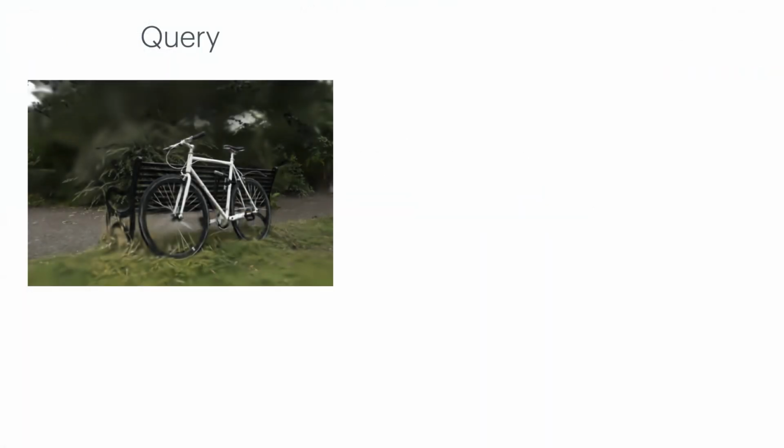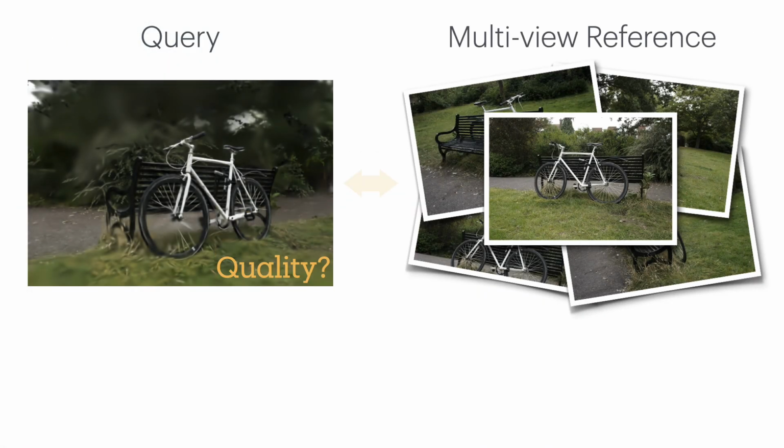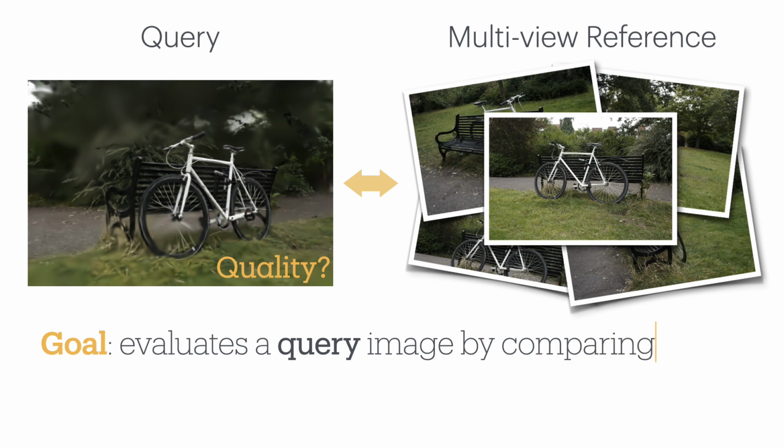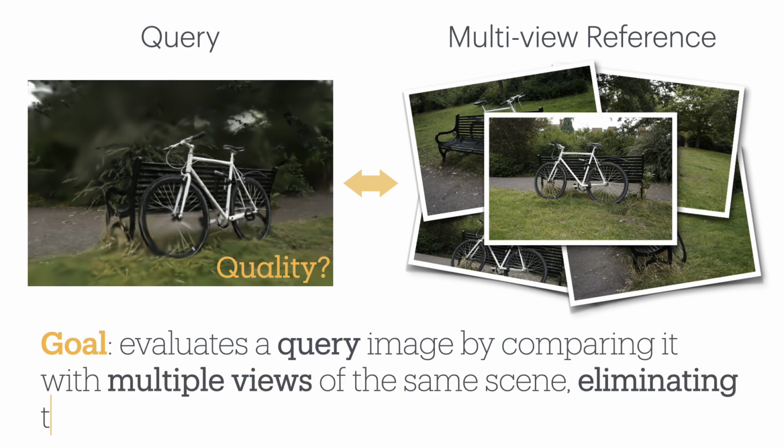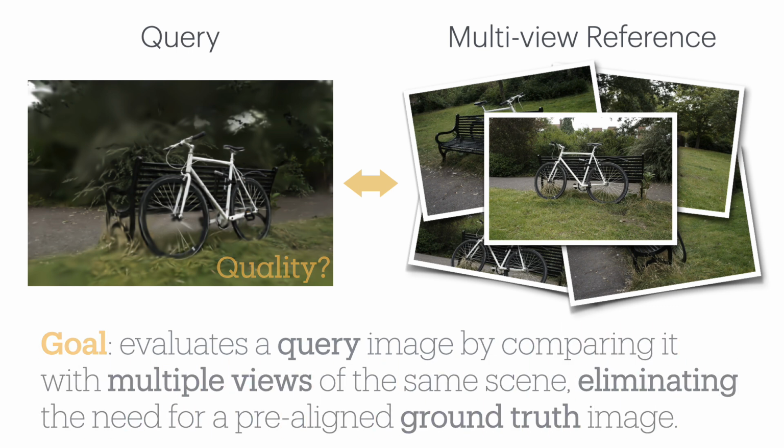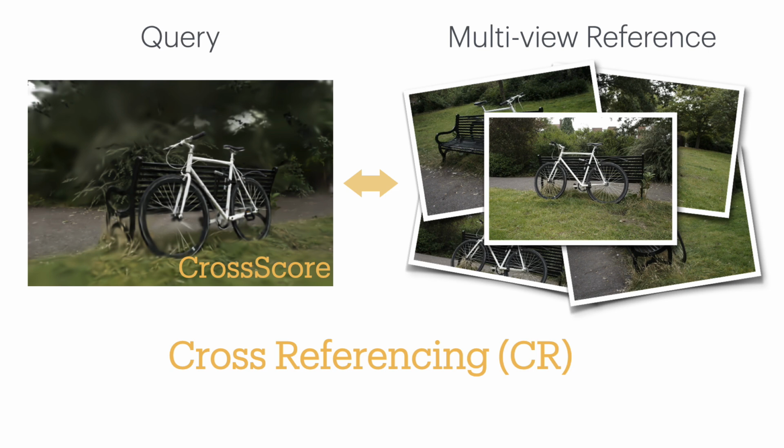In this work, we are interested in evaluating the quality of a query image. Specifically, our goal is to evaluate the query image by comparing it with multiple views of the same scene, eliminating the need for a pre-aligned ground truth image. We term this process as cross-referencing image quality assessment, and the results as CrossScore.